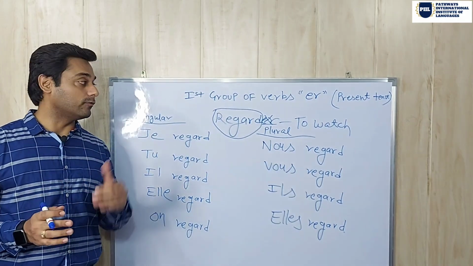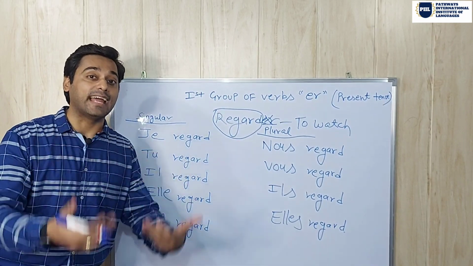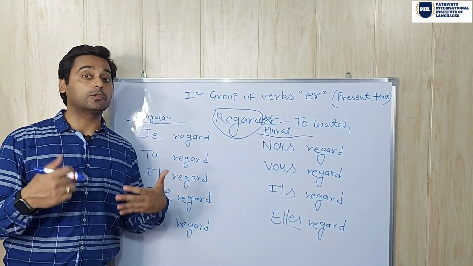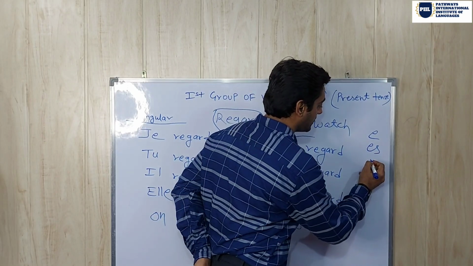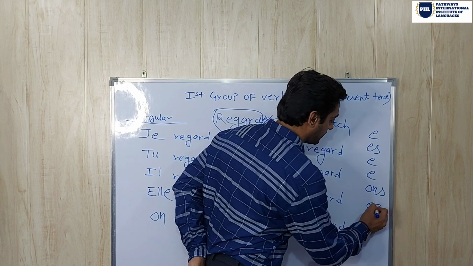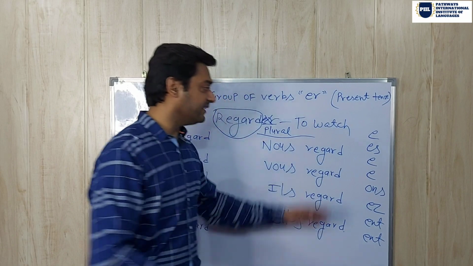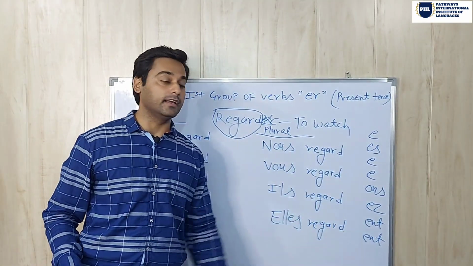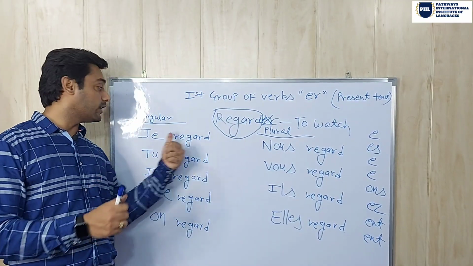Now according to the second rule, what do we have to do? We have to add on certain endings with this radical according to the pronouns. Now what are those endings? The endings are: E, ES, E, E, ONS, EZ, ENT and ENT. These endings you have to memorize. Now these endings we have to add on with the radical according to the pronoun.